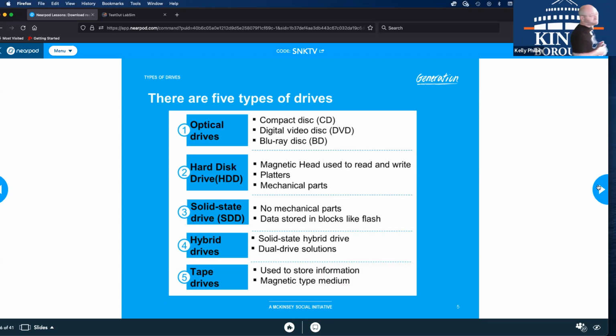Also, we talk about solid state drives. This also gets into the flash drives and stuff like that. They call those SSDs. There are no mechanical parts. Data is stored on blocks, much like a flash drive. And then there are hybrid drives, because flash memory is still pretty expensive when compared to mechanical hard disk drives. So they do make drives that are a combination of both in a single package, and those are called hybrid drives. And then finally, you have the extremely old school, but still used, tape drives.